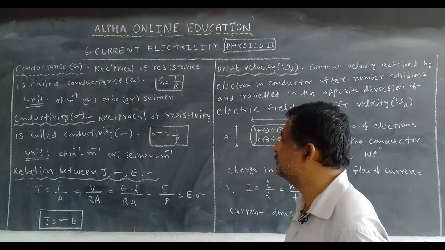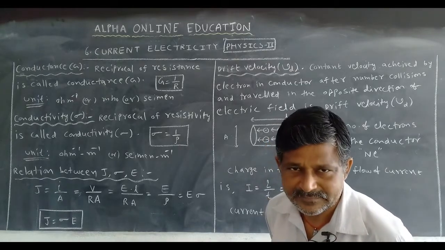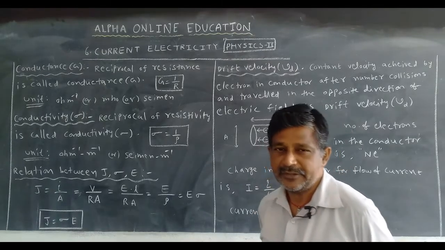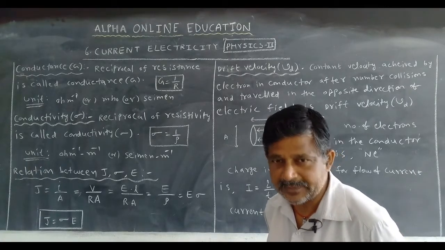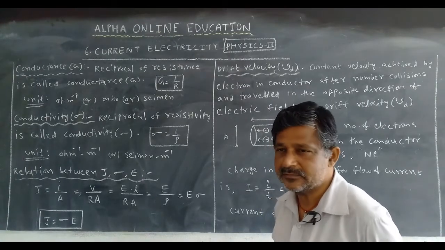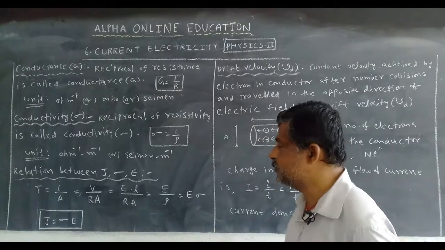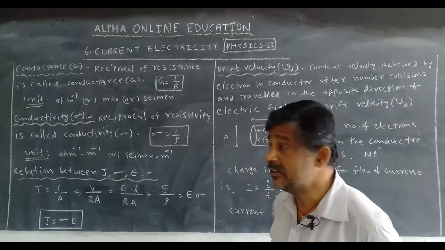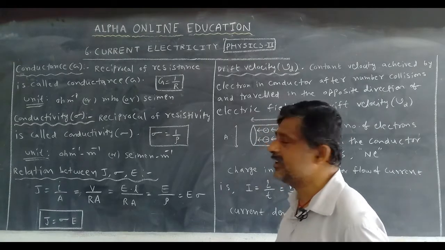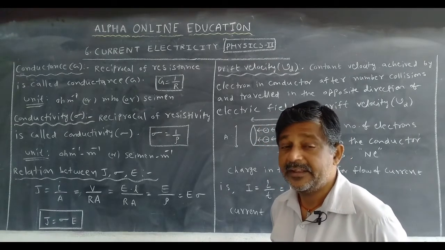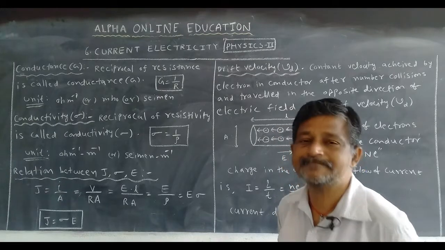Okay. Now conductivity, this word we frequently use in this chapter, especially in the electricity chapter. What is the symbol for conductivity? The conductivity symbol is sigma. Conductance is capital G. Next one is conductivity.